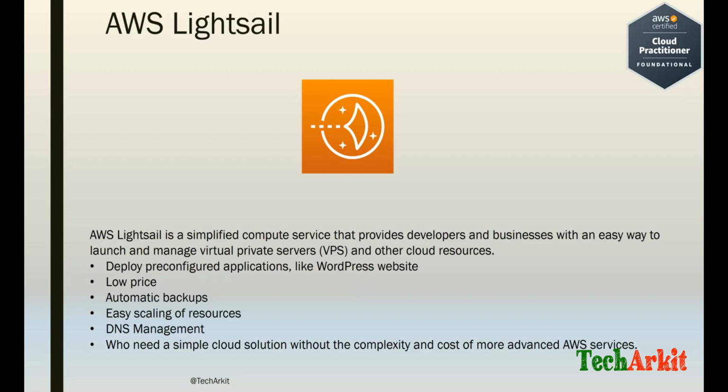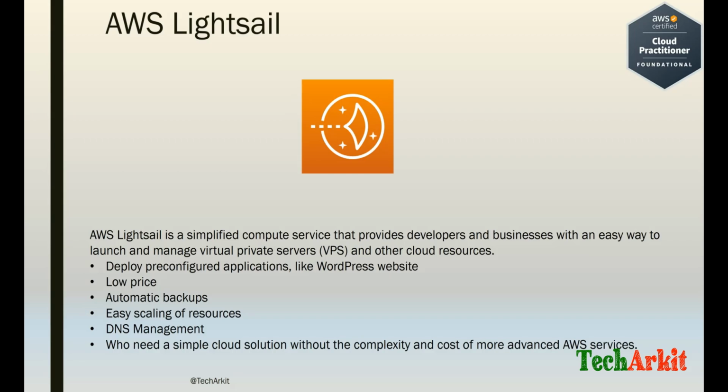The next one is AWS Lightsail, which is a simplified compute service that provides developers and businesses with an easy way to launch and manage virtual private servers and other cloud resources. Virtual private servers means, for example, if you want to deploy a WordPress website, or any kind of website, they give you a virtual private server. So one server is dedicated to you, and then you can install anything in it. So that's the VPS here.